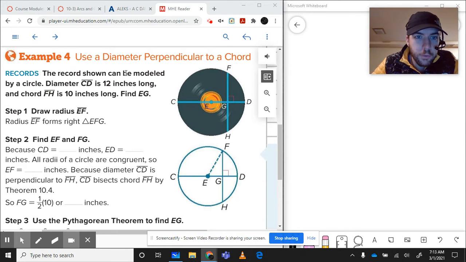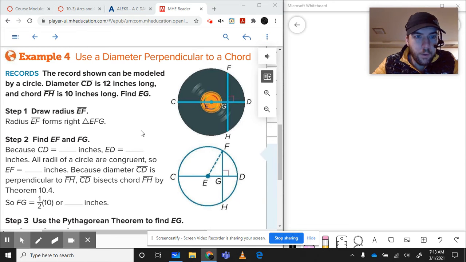The record shown can be modeled by a circle. Okay, basically a circle. Diameter CD, from here to here, is 12 inches long, and chord FH is 10 inches long. Find EG, the distance to the chord. Okay, so this distance right here.